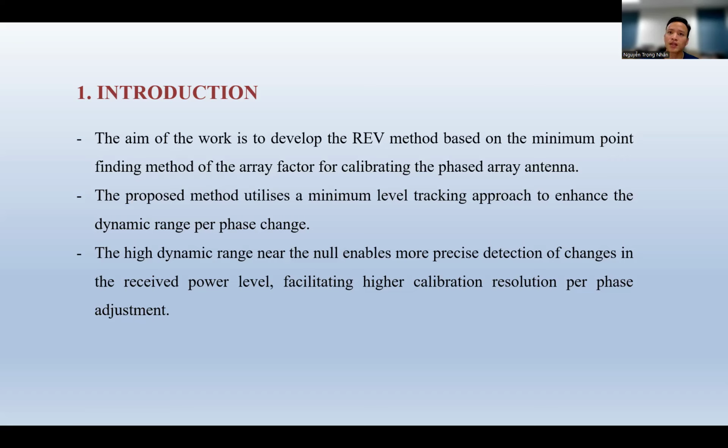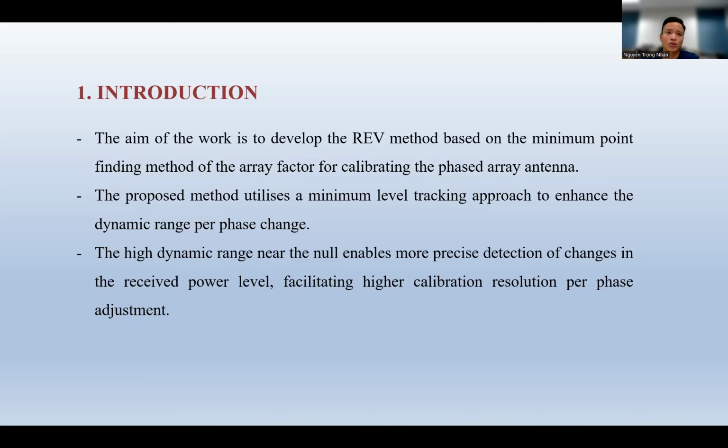A calibration method at the initial factory level aims to have high accuracy, and it is essential to investigate and develop a novel approach based on the REV method that enhances accuracy and simplifies the system complexity.